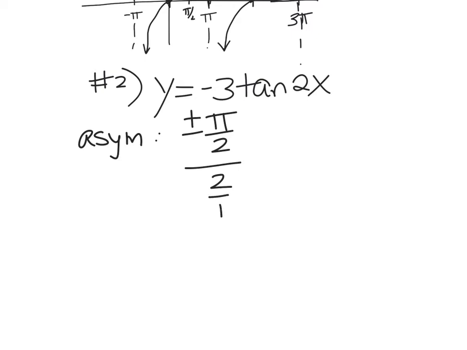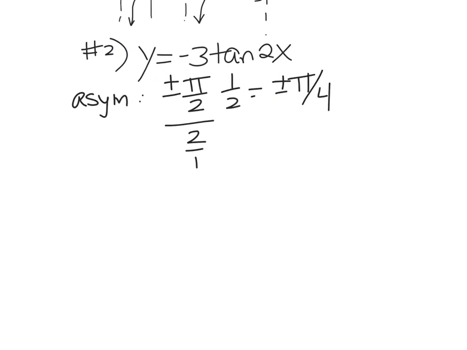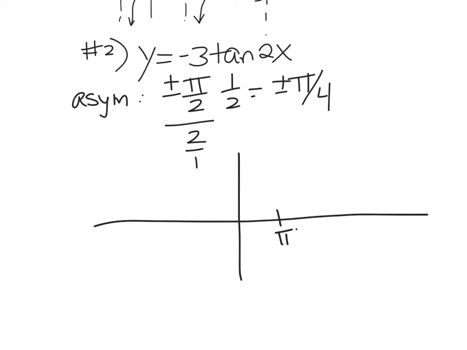So what's half of plus or minus pi over 2? That would be plus or minus pi over 4. Everything's getting all shrunk down now. All right, so let's go to our graph and graph our asymptotes. And then I'll tell you how that -3 is affecting our graph too. So go here to pi over 4 and negative pi over 4.